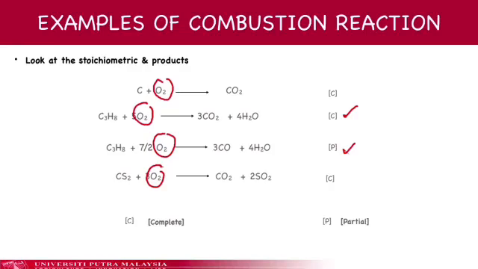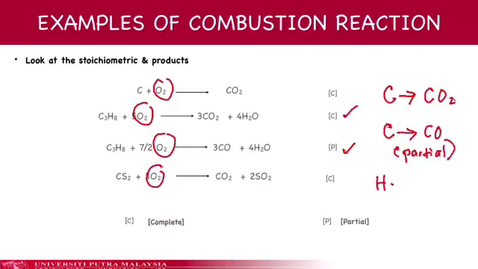For a complete combustion, any element of C will be transformed into CO2. If it is only transformed to CO, then this will be partial, right? All elements of H will be transformed into H2O, and all elements of S will be transformed into SO2. So these three elements will determine whether the combustion reaction in our process is a complete reaction or a partial combustion.